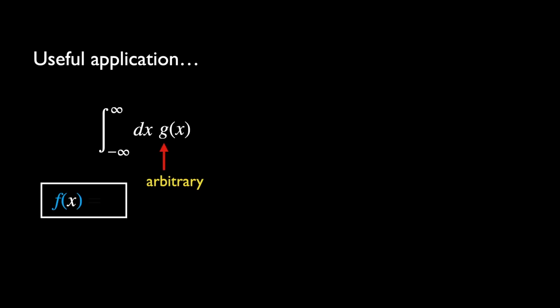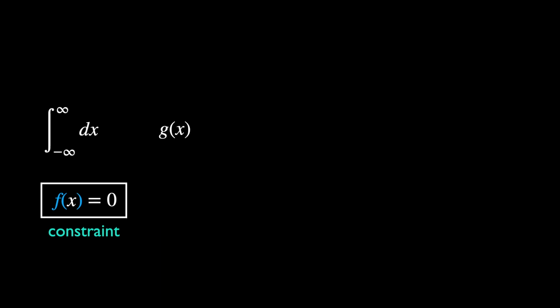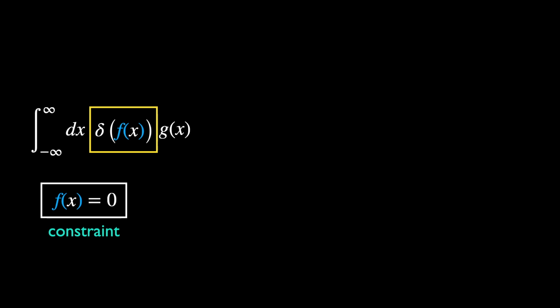Let's look at a useful application of the delta function. Suppose we are integrating over an arbitrary function g of x, but we only want to include points that satisfy the constraint in the white box. This can be done just by inserting the following delta function under the integral. It is easy to see why this works because the delta function is only non-zero when its argument is 0. So only points that satisfy the constraint f of x equals 0 will contribute.